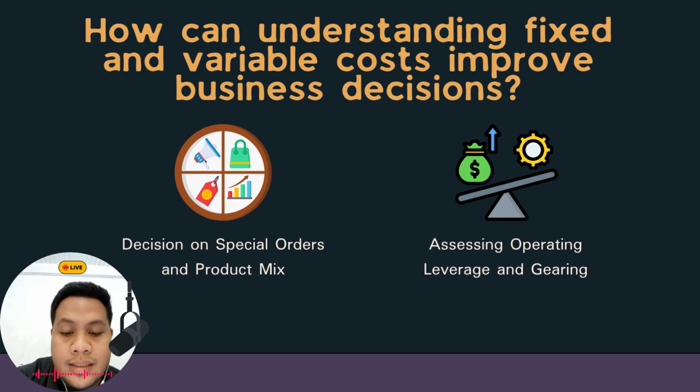And lastly, assessing operating leverage and gearing. Differentiating between fixed and variable costs allows for the analysis of operating gearing, indicating how sensitive profit is to changes in sales volume, thus informing risk management. In summary, understanding the distinction between fixed and variable costs equips managers with critical insights to optimize operations, improve profitability, and make strategic short term or long term decisions effectively.